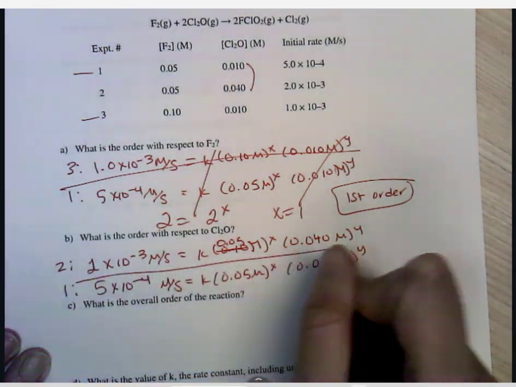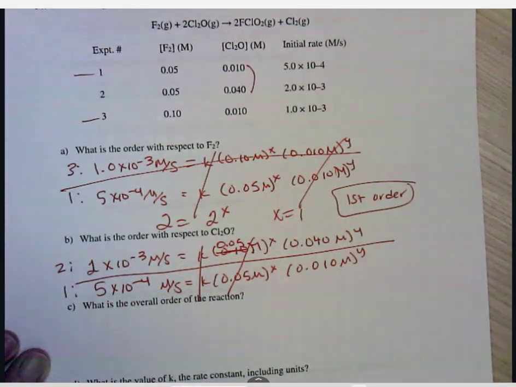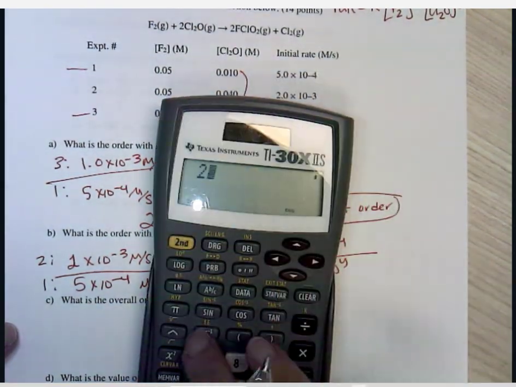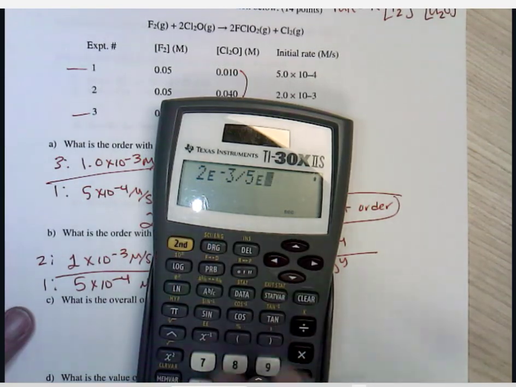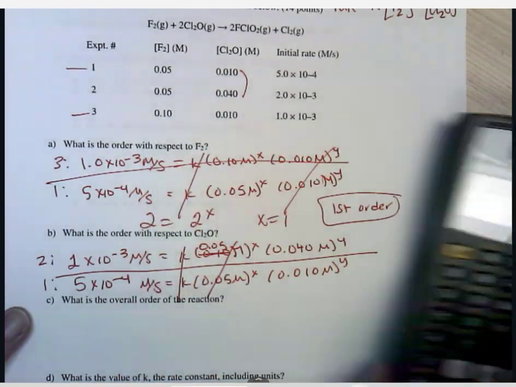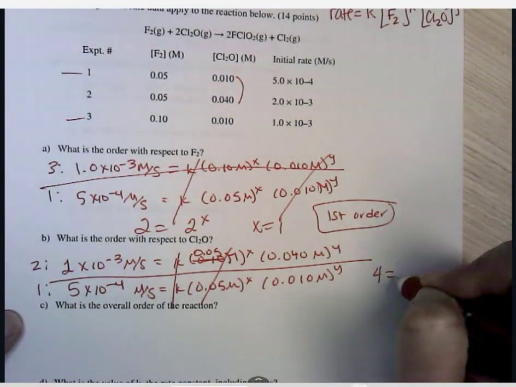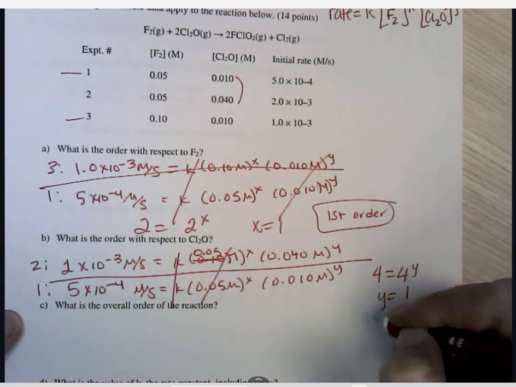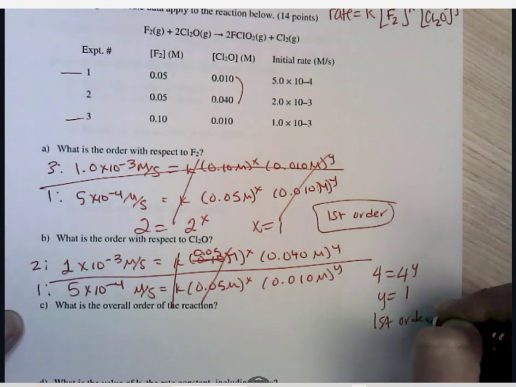All right, now division bar. These cancel. 2 times 10 to the minus third divided by 5 times 10 to the minus fourth gives me exactly 4. And then this gives me also 4. So y equals 1. And so that's also first order.